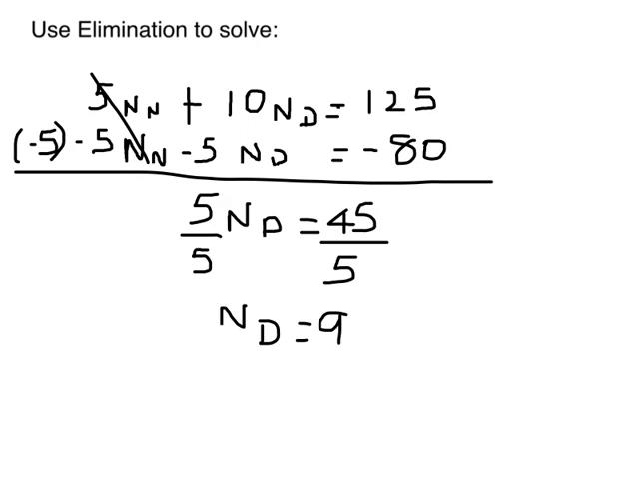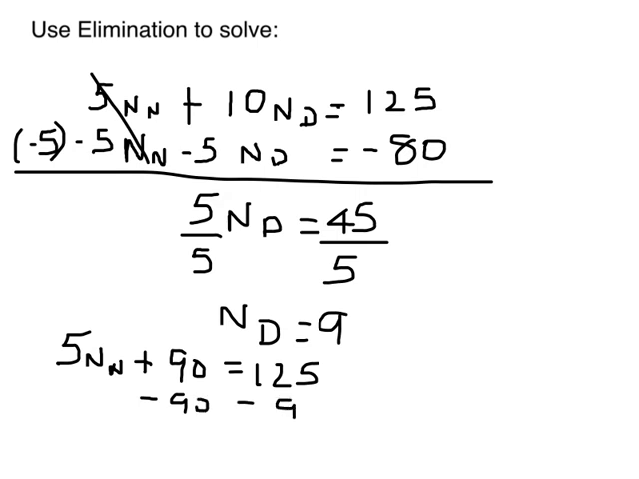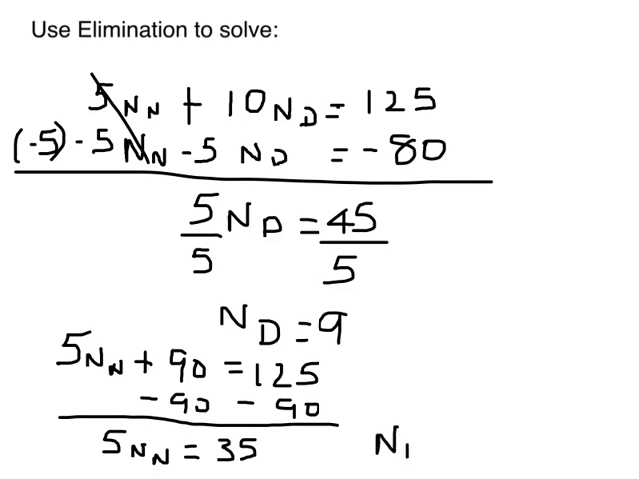And then we can put that back in and solve for nN. You know how to do that. That's the only difference with subscripted variables. Okay, so 5nN plus 10 times 9 is 90 equals 125. If I subtract 90, I get 5nN equals 35, divided by 5. nN is 7.